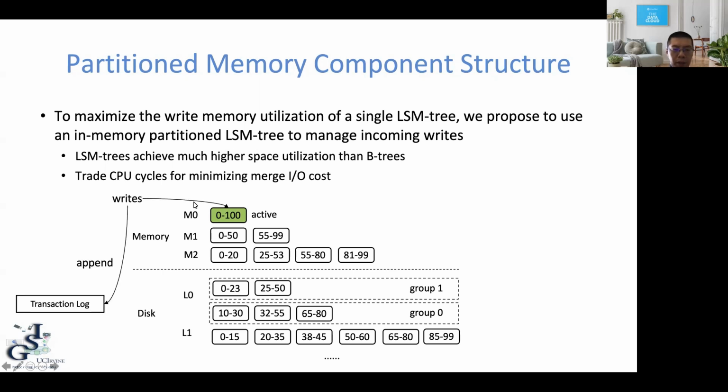As you can see here, this structure's memory component contains a multi-level partitioned LSM-tree. It has an in-memory active SSTable to store the incoming writes. We can do memory merges as we do for disk merges. And also, whenever the write memory becomes full, we can select one SSTable to flush to disk. This design allows us to do partial flushes, which means we can flush one SSTable at a time so that the write memory can stay full.